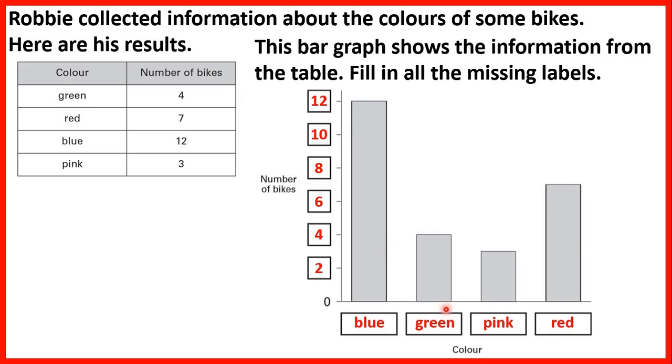And then we can check that it works because our green bar shows 4 bikes, and we can see from the table that for the colour green, the number of bikes is 4.